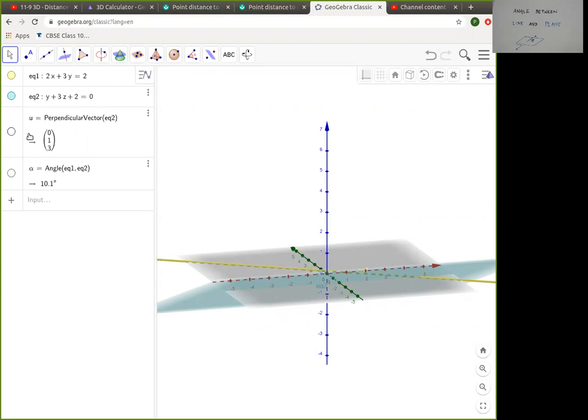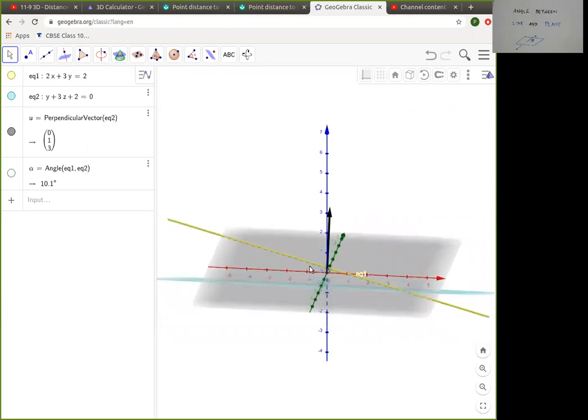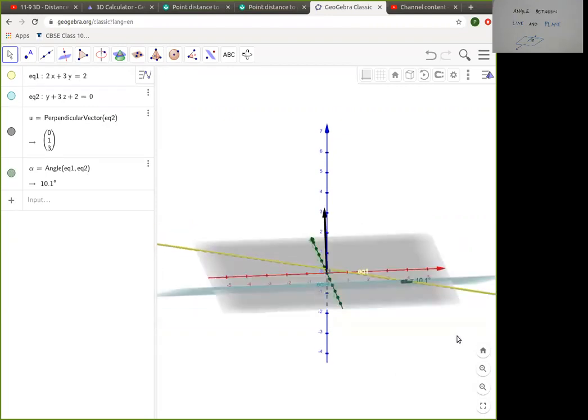Let us also consider the perpendicular vector to the given plane, that is, the perpendicular vector of equation 2. We get a vector, and we can see this vector is perpendicular to this blue plane. So let's see what is the angle between the line and the plane. In this case, it is 10.1 degrees. But let's not concentrate on the number too much.